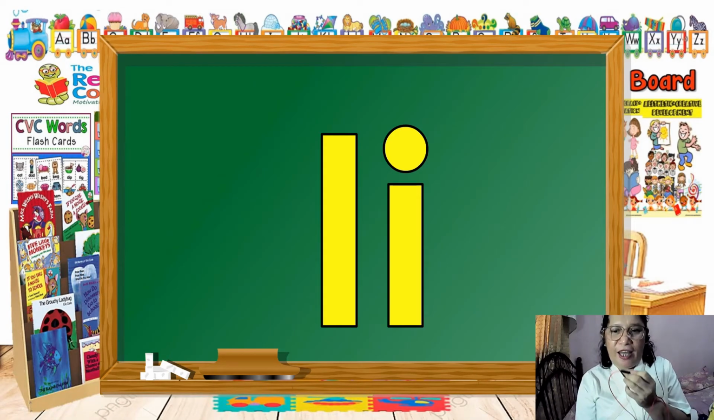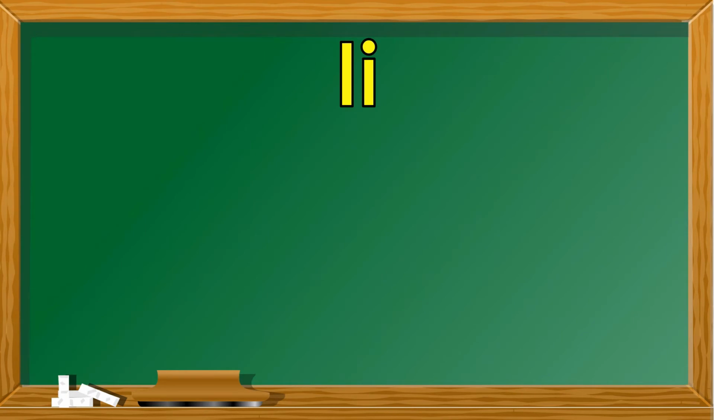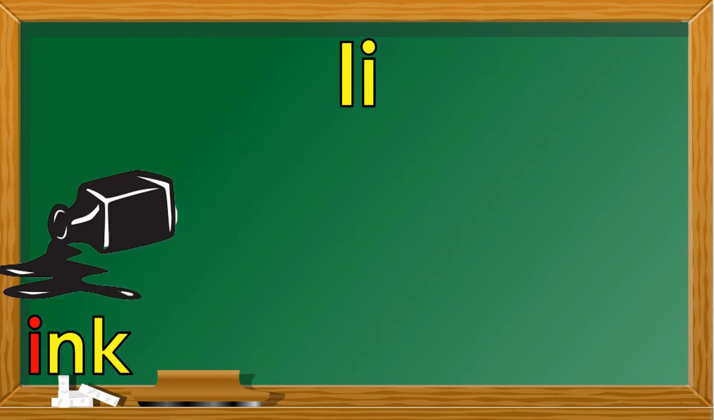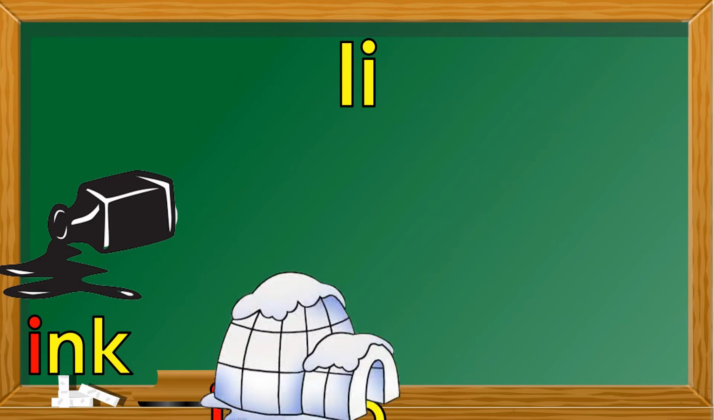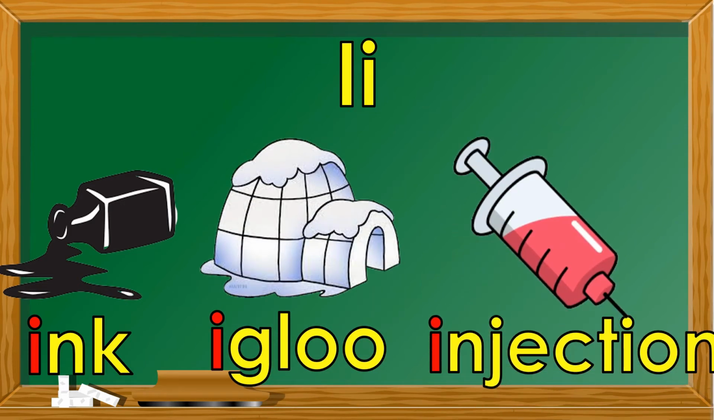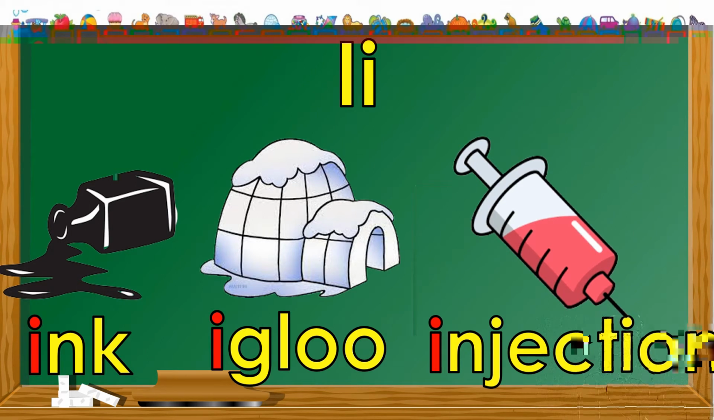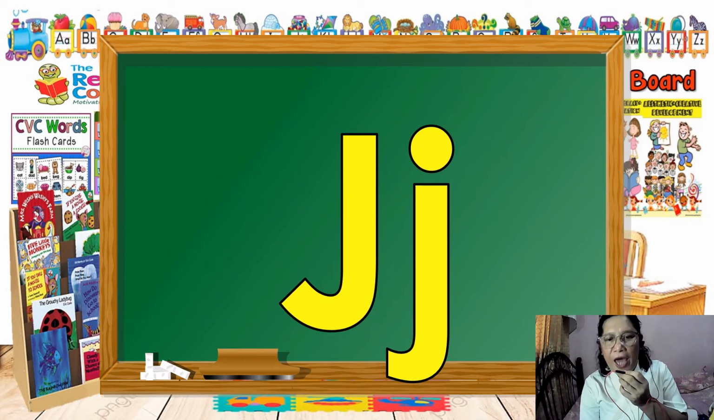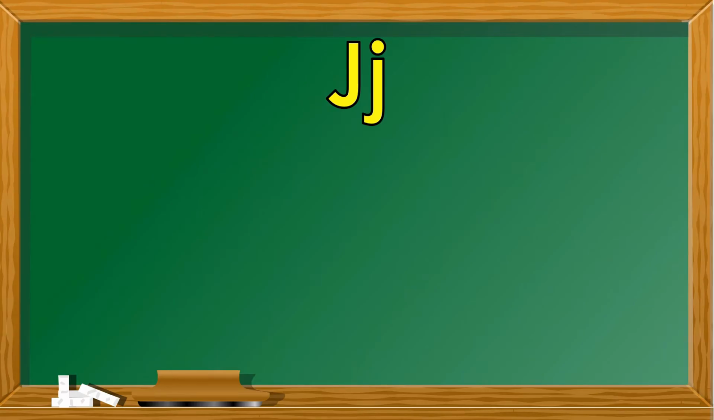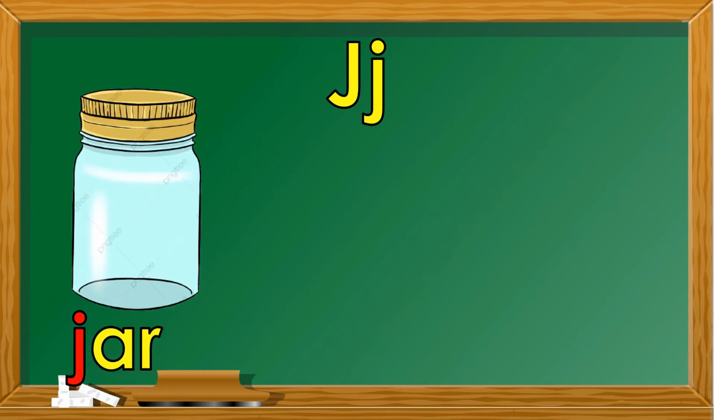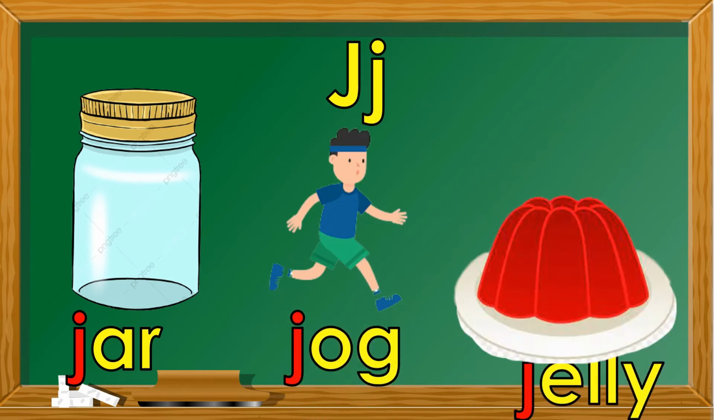Next letter is letter I, with the sound of E. Objects with the initial of letter I are ink, igloo, injection. Next letter is letter J. The sound of letter J is J. Now we have other objects that start with letter J. Jar, jug, jelly.